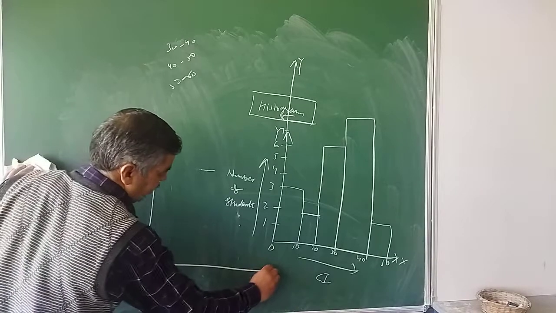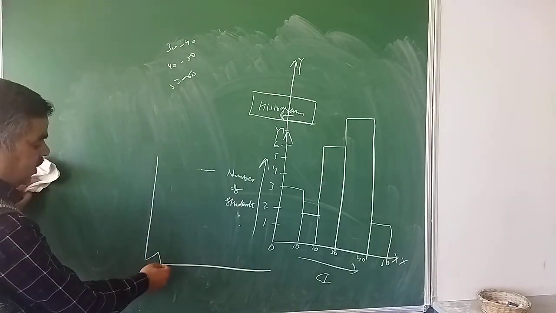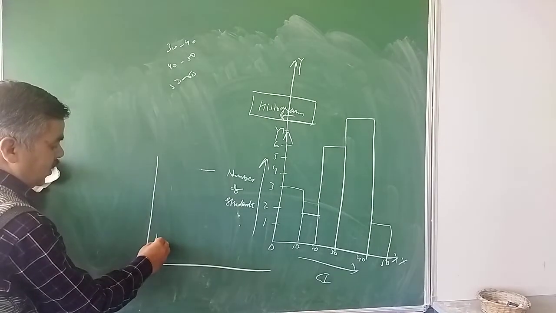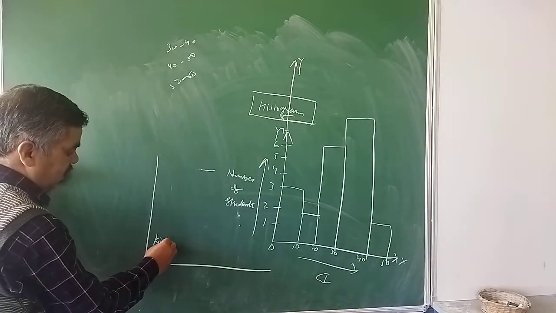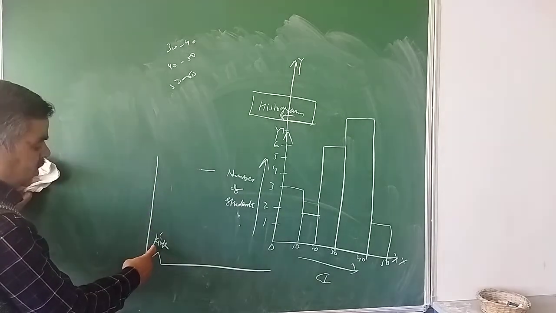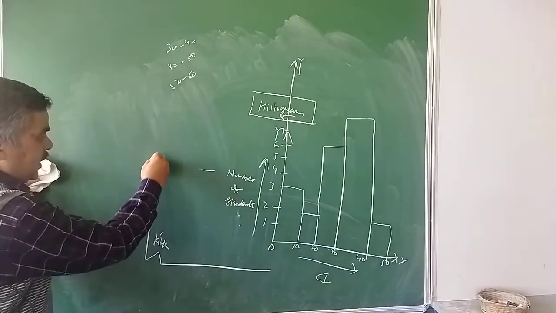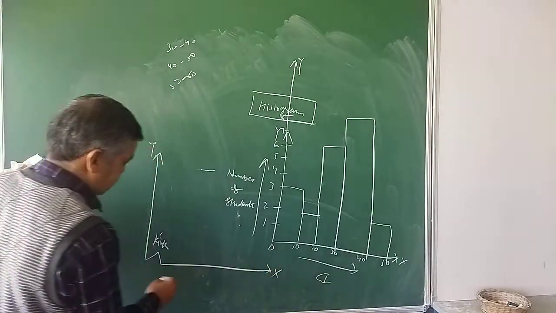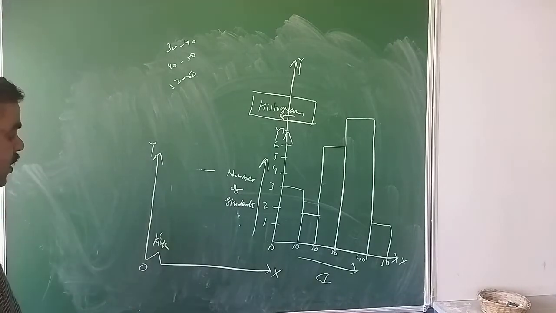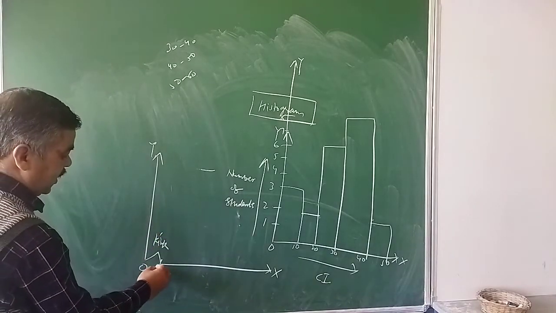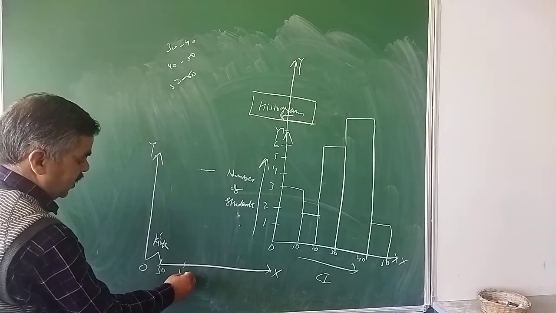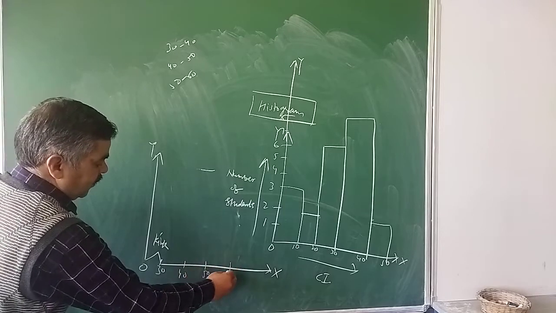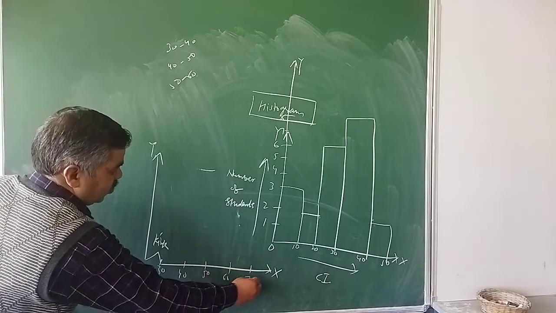This sign we will be following over there. Please take care of this. This is called a kink, K-I-N-K. You need to put a kink over there. Write the y-axis, x-axis and 0 there. Now from here you can start directly with 30 to 40, 40 to 50, 50 to 60 and so on.